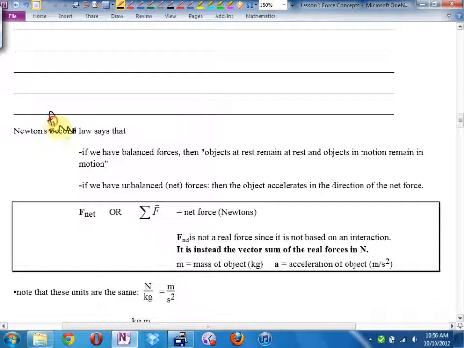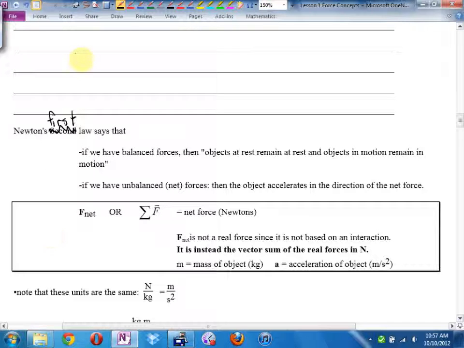First law says that if we have balanced forces, an object at rest remains at rest, and objects in motion remain in motion. If we have unbalanced forces, then the object accelerates in the direction of the net force. Newton's first law really says, Jaron, if you're not accelerating, your net force is 0. If you are accelerating, your net force ain't 0. It also works backwards, by the way. If your net force isn't 0, you are accelerating. If your net force is 0, you're not accelerating.